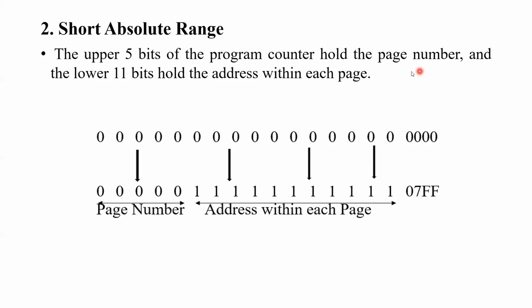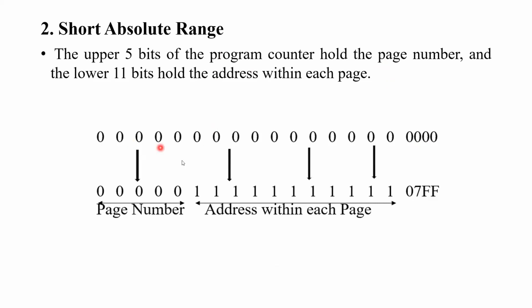32 pages are required. And if you see here, the upper 5 bits of the program counter hold the page number, and the lower 11 bits hold the address within each page, right? If you see, it is represented by what? 2 bytes, right? 2 bytes what we have.